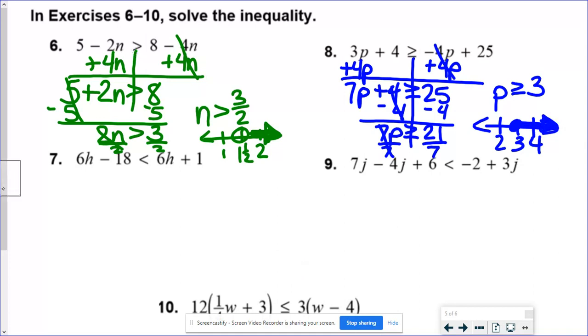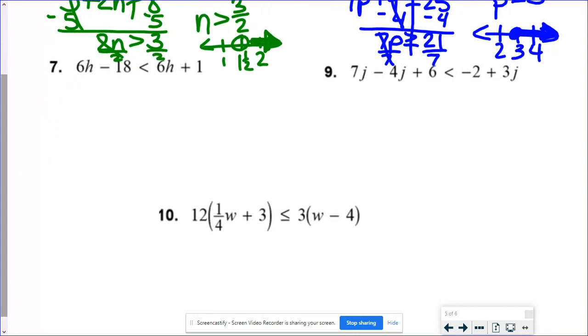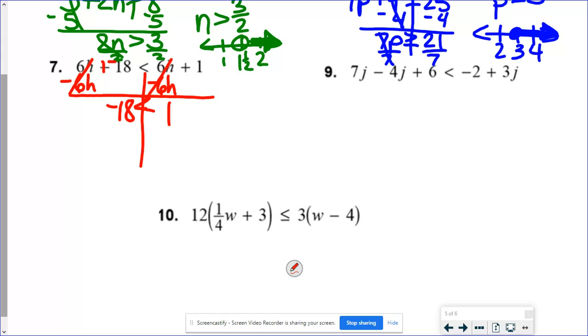Number 7 is where, if this was a regular equation, I would say, ooh, I want you to notice that the variables match. And I still want you to notice that the variables match, because this is going to give us kind of a weird situation. When I try to move the smaller variable, again, they're the same. So I would subtract 6h, subtract 6h. I really have negative 18 is less than 1. And there's no variables left. And that is a true statement.